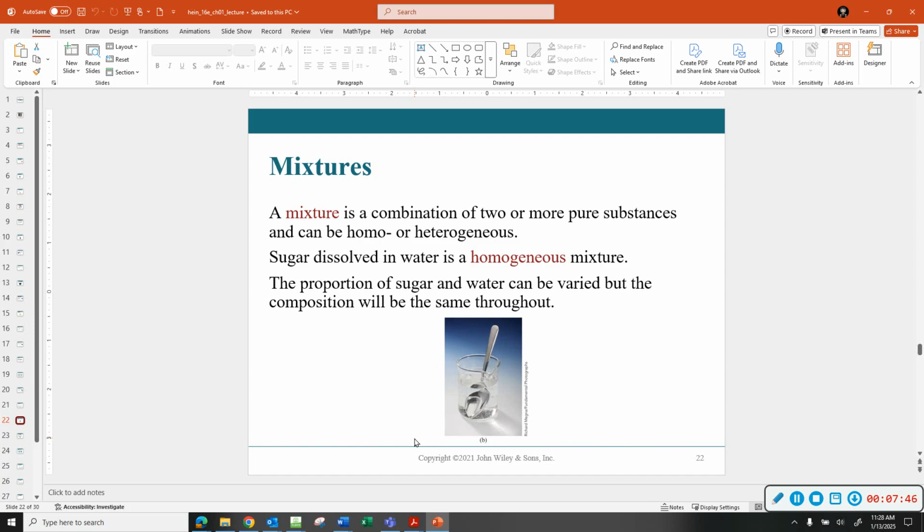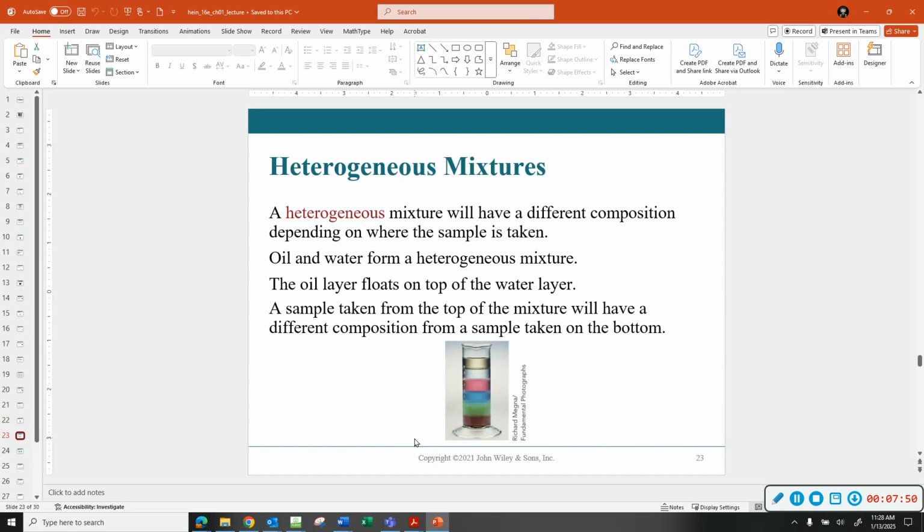So again, here's what I was saying with mixture being homogeneous or heterogeneous. A heterogeneous mixture, like this picture on the screen, this is what we call a density tower, which I'll get more into in Unit 2. A density tower with the most dense liquid on the bottom and the less dense liquid on the top.